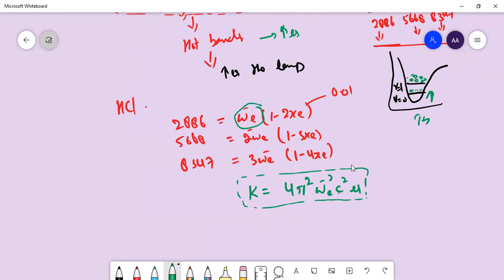So by using this equation, you can calculate the force constant, or the strength of any bond. That is all for today, and it is all about the energy levels of the anharmonic oscillator.